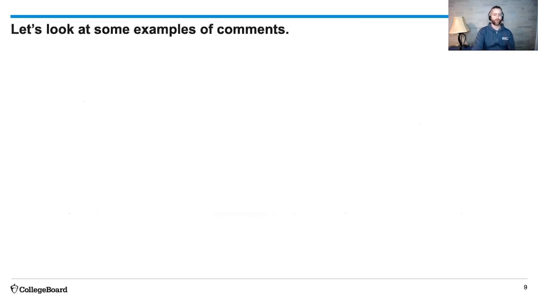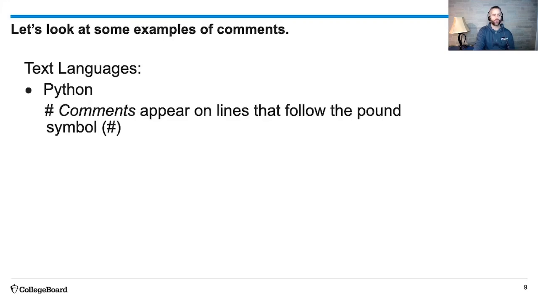All right. So let's look at some examples of comments. So in some text languages, all right, Python is a really common language that people use. Comments appear on lines that follow the pound symbol or the hashtag, which is what a lot of people call it now, right? So any line that starts with this pound symbol is going to be turned off. Basically, whatever I write after it, the computer is just going to skip over. The computer is not going to execute that line, right?